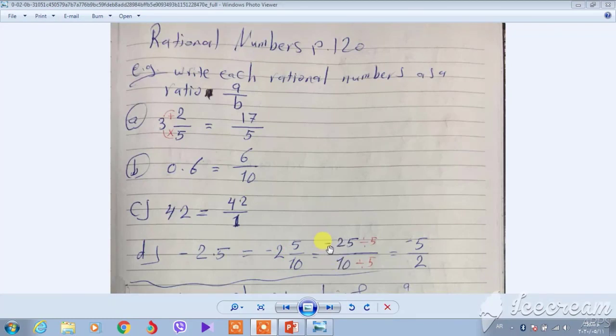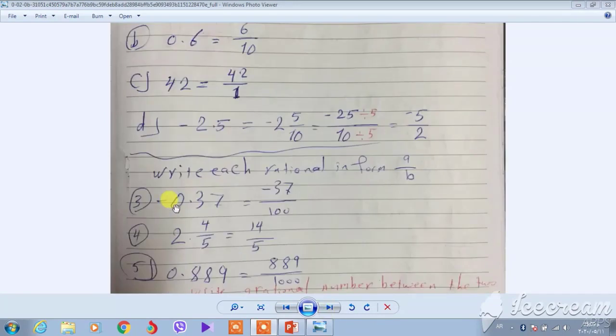We have negative. After that, is 25 out of 10 in simplest form? No, we need to write it in simplest form by dividing both of them by 5. 25 divided by 5 equals 5. 10 divided by 5 equals 2. Because you have the negative sign, write the sign there too, students. We have negative 5 out of 2. And now we solve the practices.